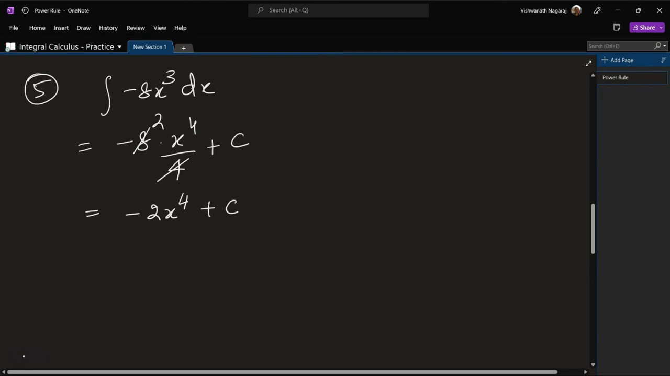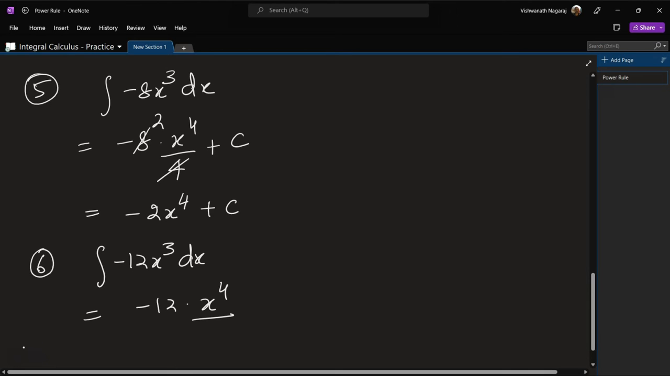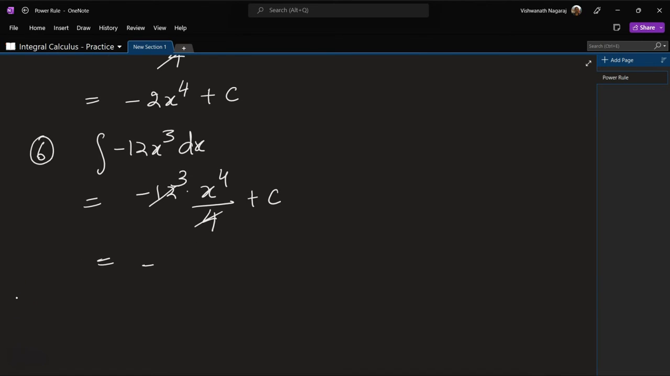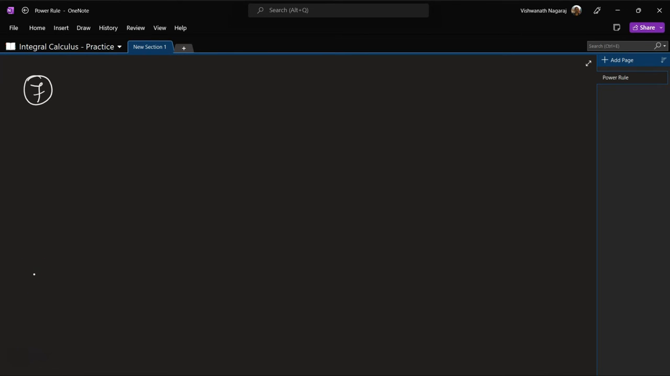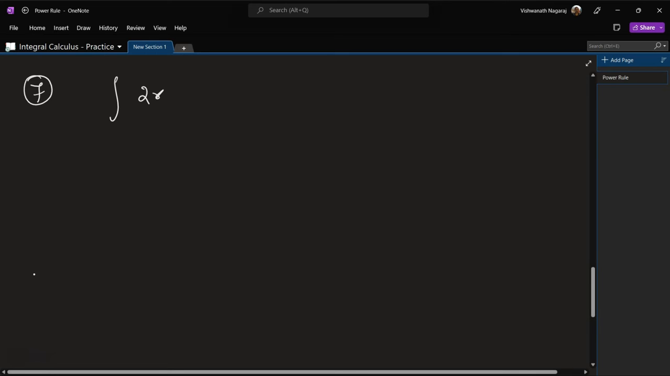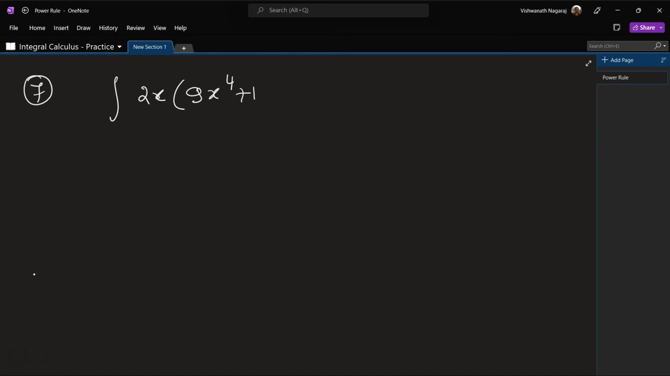4 plus c. Sixth one, integral of minus 12x cube dx, which would be minus 12 times x to the power of 4 by 4 plus c. 4 threes. So we are left with minus 3x to the power of 4 plus c. Okay, seventh one. Now let's change gears. Integral of 2x times 9x to the power of 4 plus 1 dx. Looks complicated, right? Let's keep it simple.